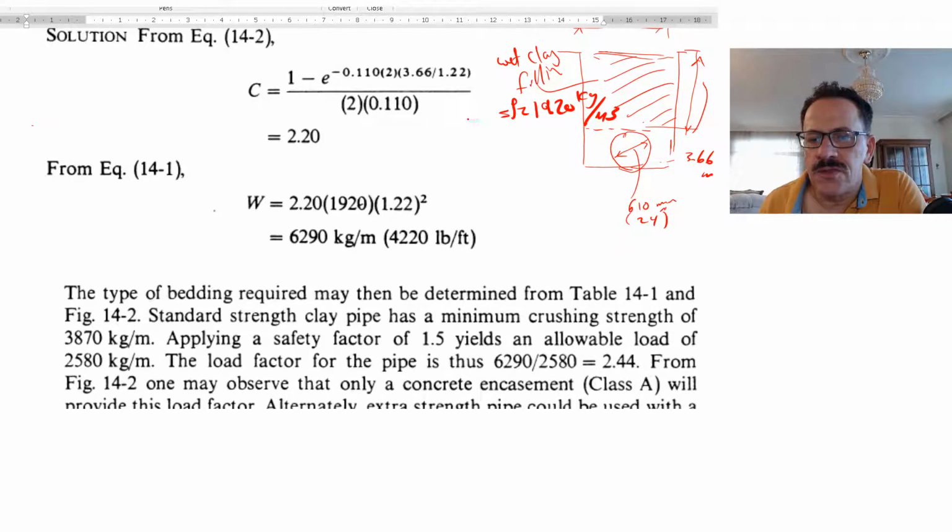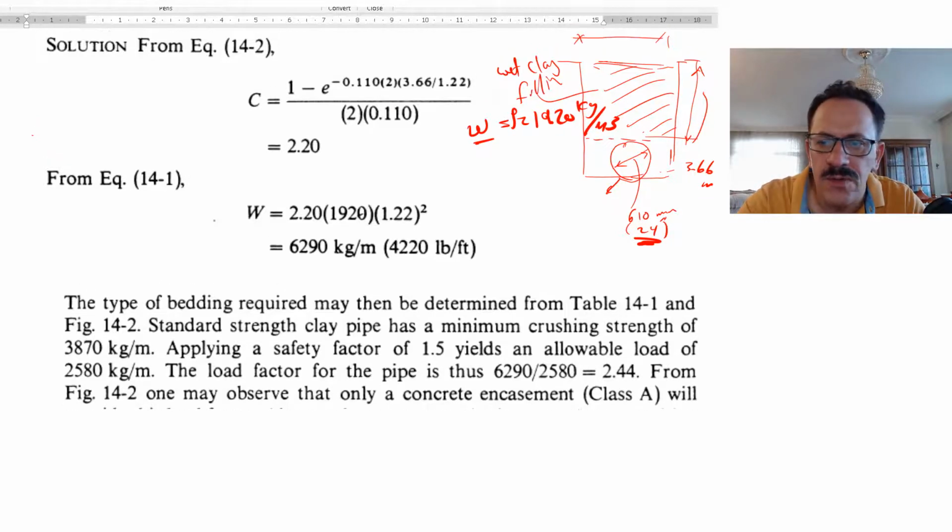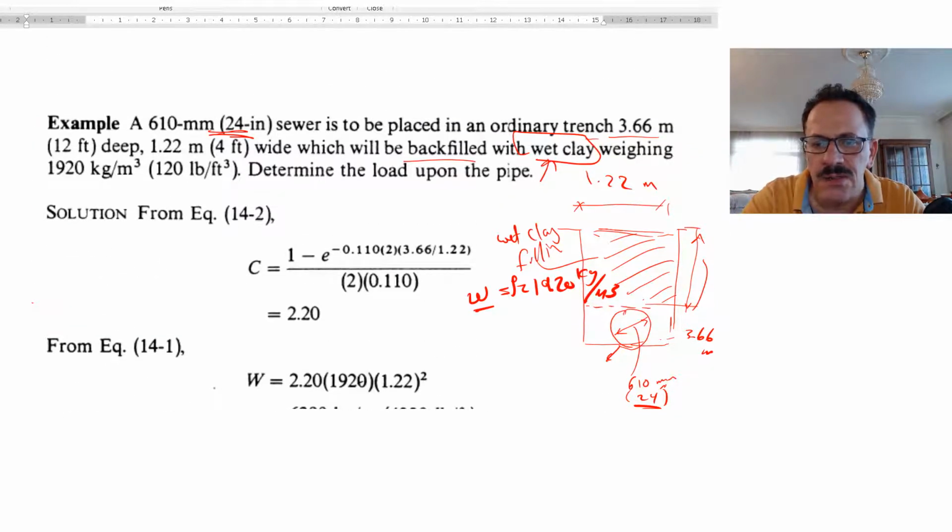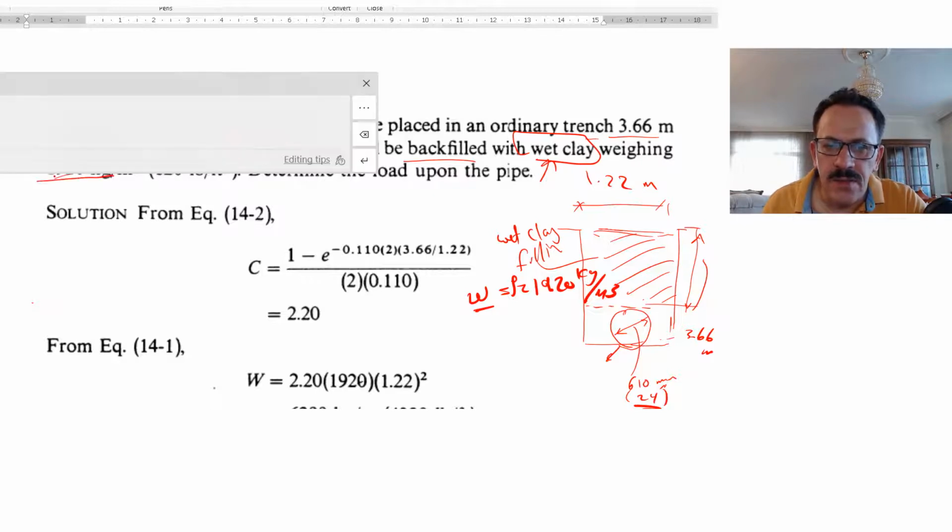Remember this will represent W, the omega. Now what should we do? We have to see what will be the crushing strength of this sewer. This sewer is 24 inch, it means you have to find a table for the pipe, the 24, and this will be placed in ordinary trench. By the way, this is the given, this is the W.